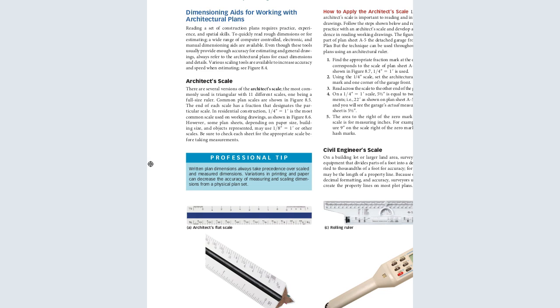The end of each scale has the fraction that designates the particular scale. For residential construction, 1/4 inch equals 1 foot. That is the most common scale used for working drawings, as shown in the figure. However, some plan sheets, depending on the paper size, building, and size of the object represented, may use 1/8. So be sure to check each sheet for the appropriate scale before taking measurements.